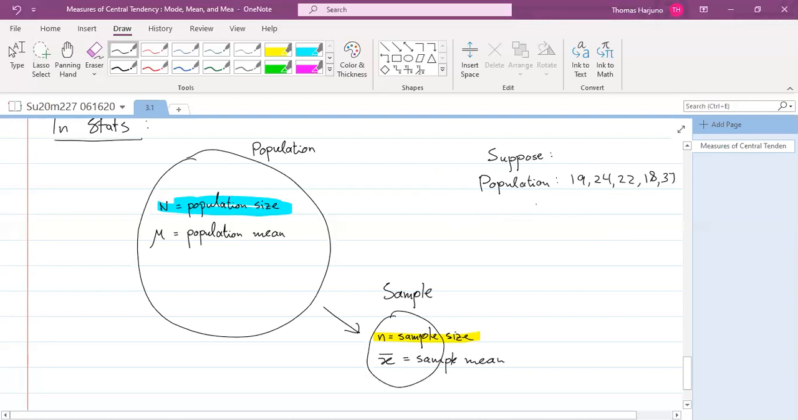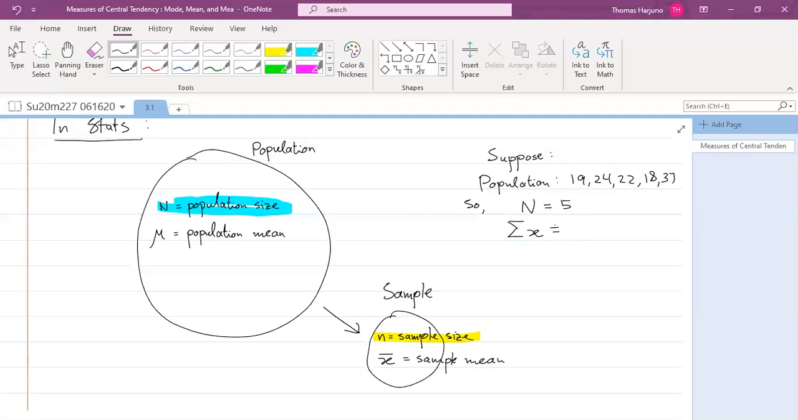Now, because this is a population, what is the population size? Population size is 5, that's right. What's the notation? Capital N, that's right. Now, what is the sum of the data? The sum of the data is 120, that's right.